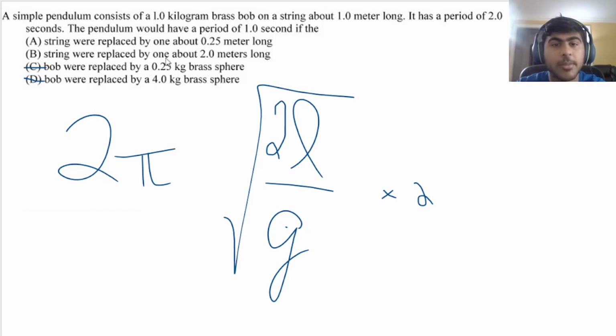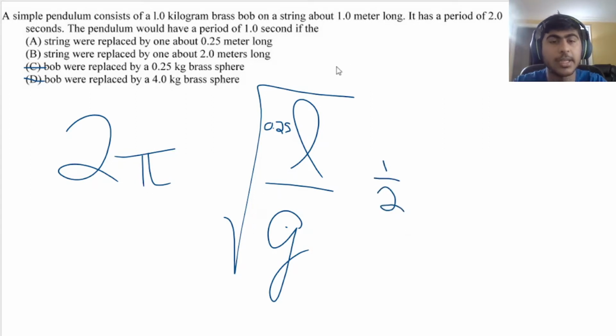If you replace it by one about 0.25 meters long, then it would make it 1/2. And that would be incorrect because you're trying to make it double. The answer is B. Let's keep going.